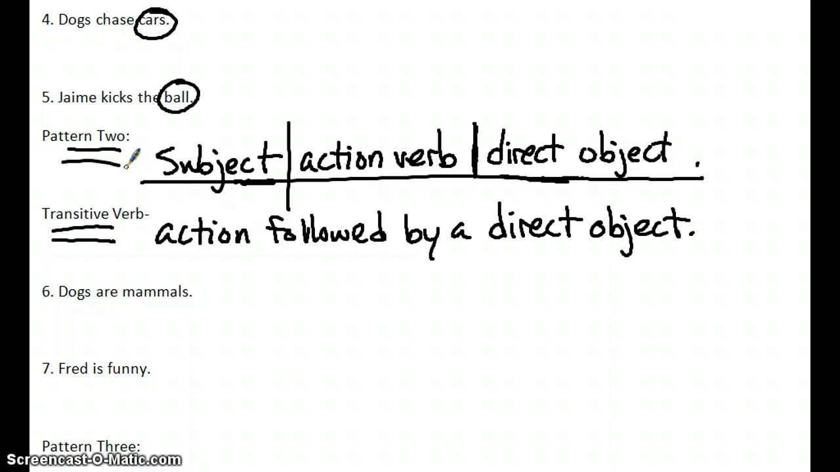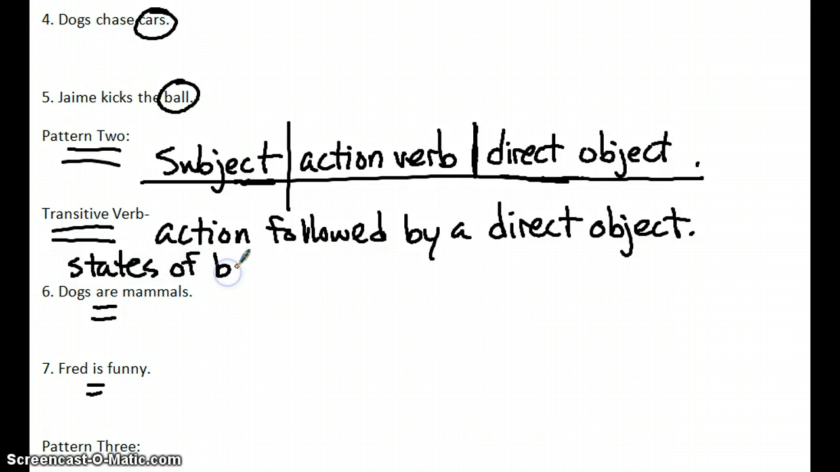Now, these are funny. Dogs are mammals. Fred is funny. Look at those for a second. Do you see any action? Can you find any action in that sentence? Are and is are not actions, but they are verbs. If you remember from our parts of speech video on verbs, we said verbs can either be actions or, hopefully you remember, states of being.